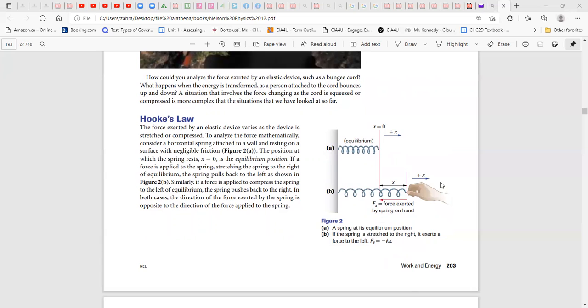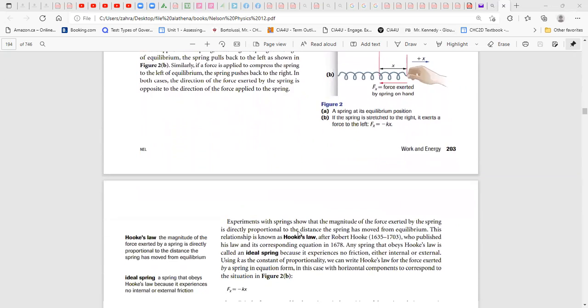Here the spring is moved to the right. Now the force exerted by the spring is to the left. The force of the spring is equal to negative kx. k is the spring constant. It depends on the physical property of the spring. The tougher or thicker the spring is, the harder it is to compress or stretch. x is the displacement of the spring. Let's say here, neutral is at 0. Then you exert a force and displace it by x. So x is the displacement of the spring.